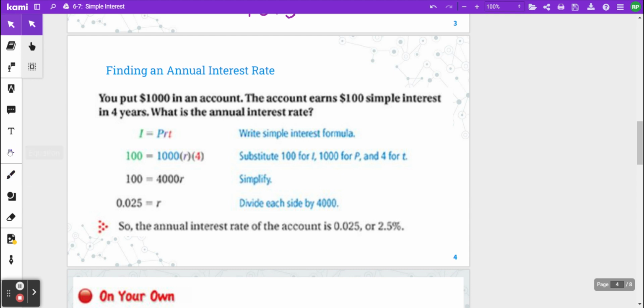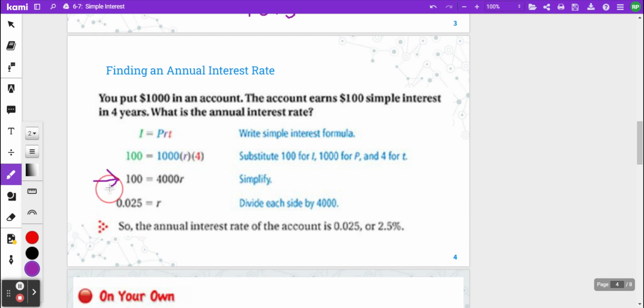We'll first simplify everything that we can. So when we get to this step, 1,000 and 4 have been multiplied together to get 4,000R. And now we need to isolate the variable, so we would divide both sides by 4,000. That gives us a decimal number of 25 thousandths, 0.025. Since this is a decimal and our interest rate is supposed to be a percent, we just need to multiply 25 thousandths times 100, or shift the decimal to the right 2 places, and the annual interest rate comes out to be 2.5%.